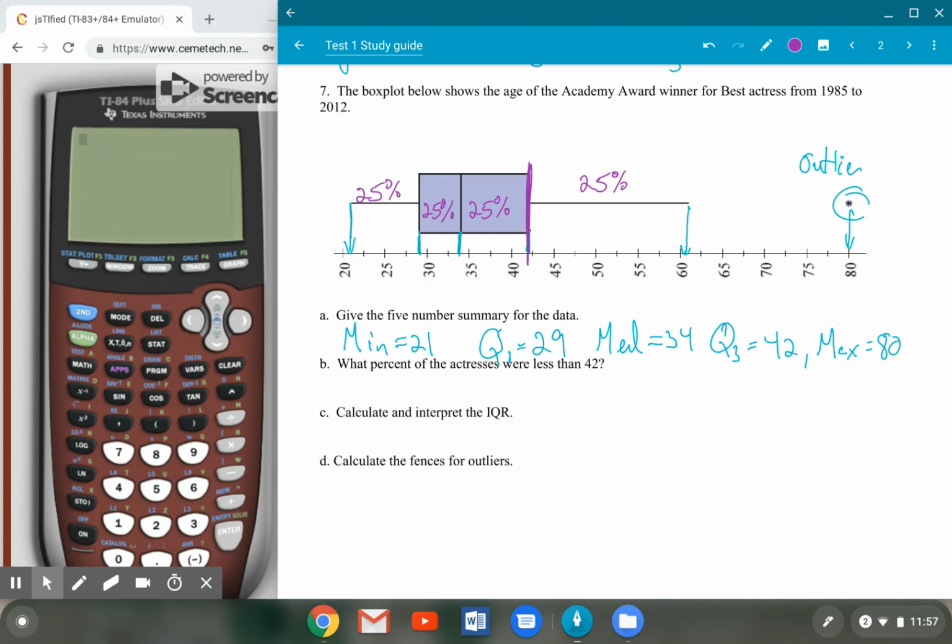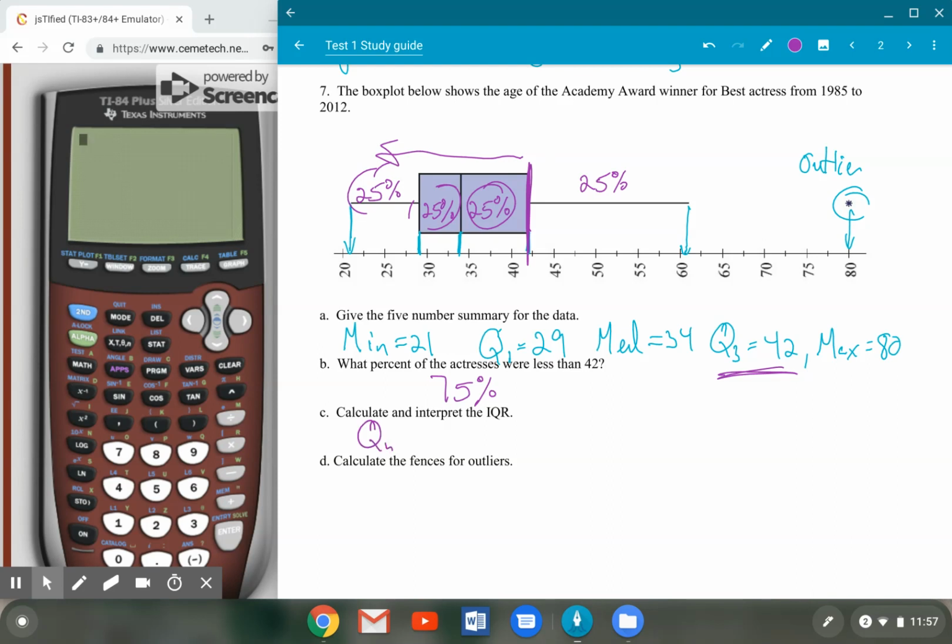42 is this mark right here at your third quartile, and so less than that, you've got this 25, this 25, and this 25. Those 3 25s gives you a total of 75%. Moving to part C, calculate and interpret the IQR.